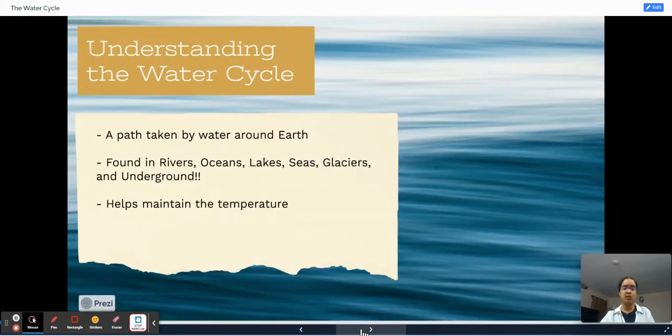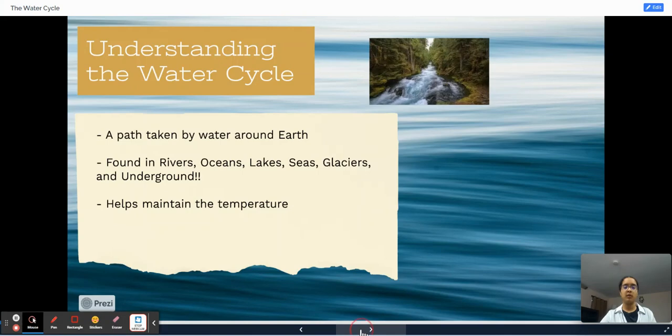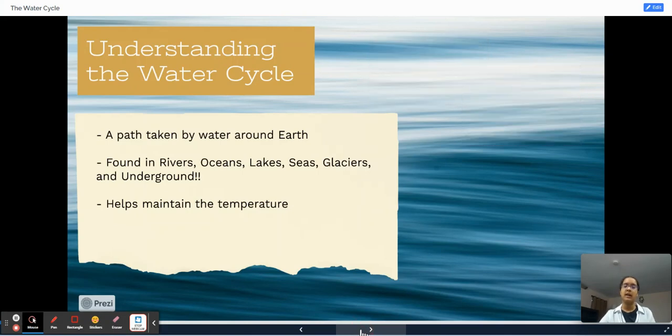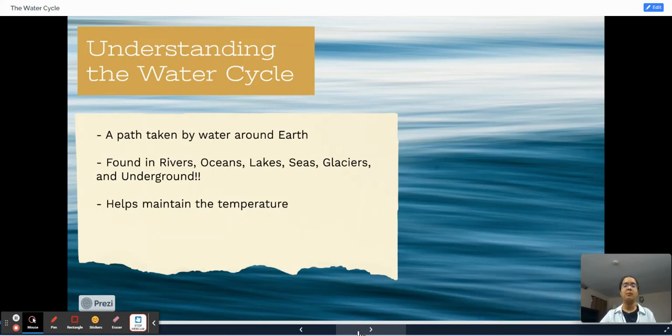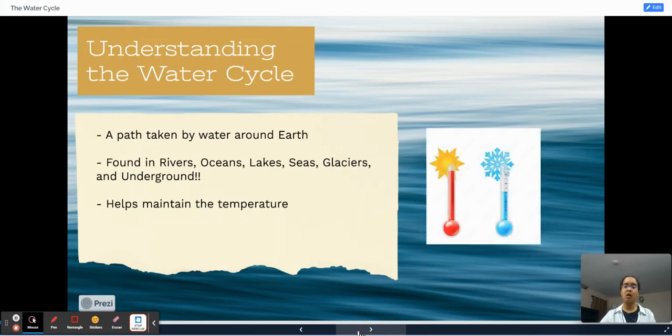So, what is the water cycle? The water cycle is a path that water takes as it moves around the planet from the land to the atmosphere and back. Water can be found in rivers, oceans, lakes, seas, glaciers, and even underground, in forms of solid, liquid, or gas. The water cycle plays a big role in keeping our planet from getting too hot or too cold. In other words, it maintains the temperature.